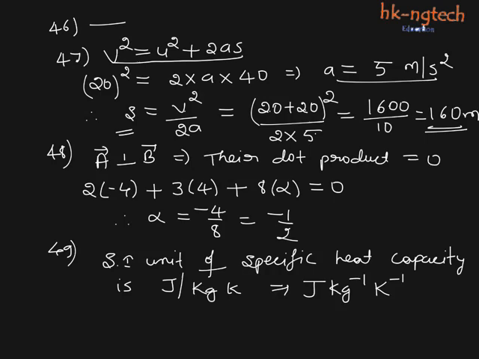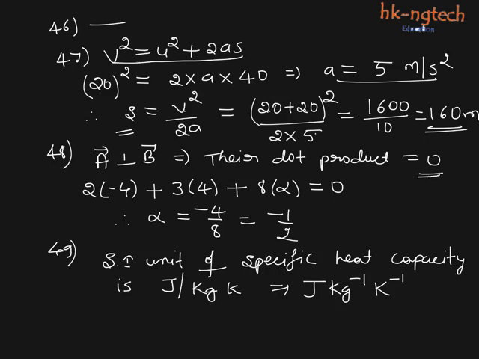If a vector A is equal to 2 i cap plus 3 j cap plus 8 k cap is perpendicular to the vector B is equal to 4 j cap minus 4 i cap plus alpha k cap, then the value of alpha is? See, both the vectors are perpendicular to one another, so therefore their dot product must always be equal to 0.